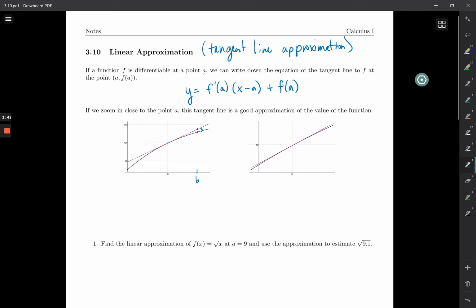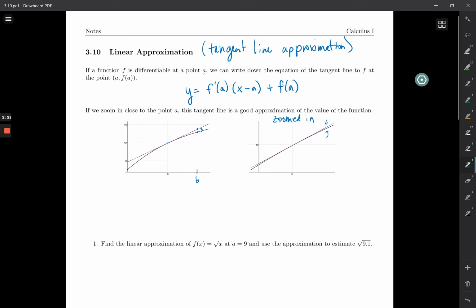And so we're going to use this fact that the tangent line is really close to the function when we are close to the point of tangency, and that is what we're going to use to approximate values of the function. In this first picture, we're sort of zoomed out a little bit. In this next picture, we've zoomed in a little bit more, and we can see that the tangent line is hardly distinguishable from the curve itself. So when we really zoom in, it really is a good approximation of the function.